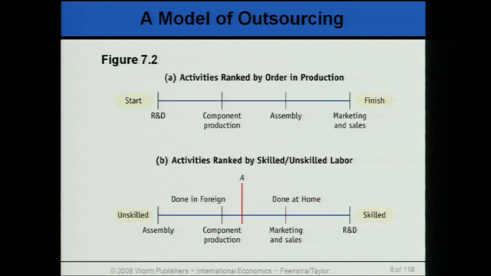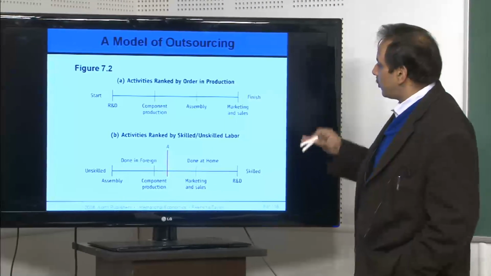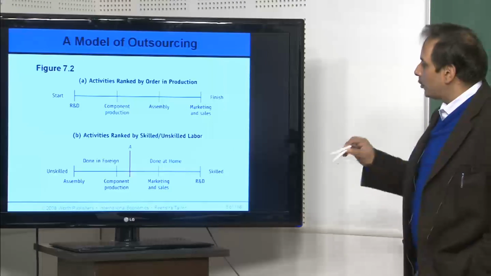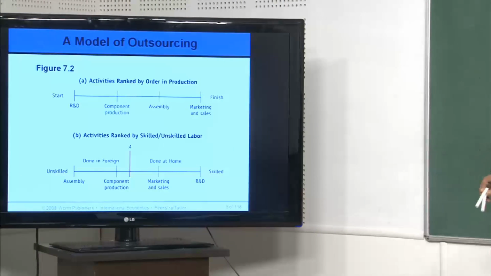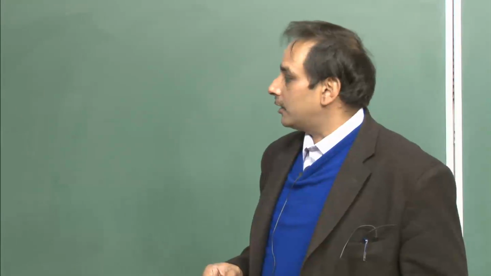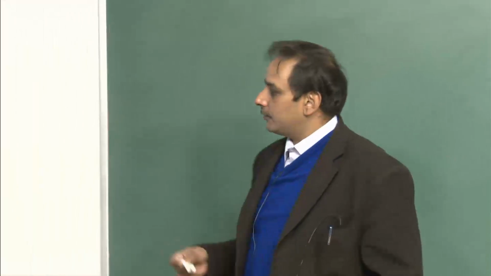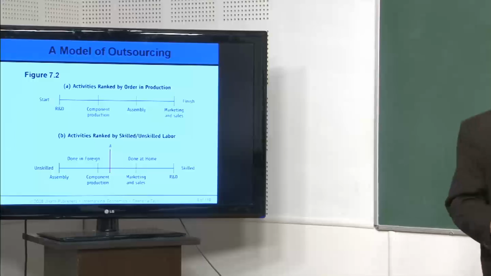And the firms in the developed nation tend to outsource a part of the production process. They slice the value chain, and the component production and assembly is done in the foreign country, while marketing and sales and R&D, which is a more skilled job, is undertaken at home. Here the assumption is home is a country which is skilled intensive, while foreign is an unskilled intensive country.